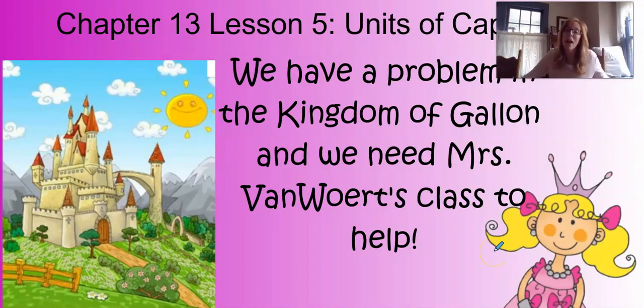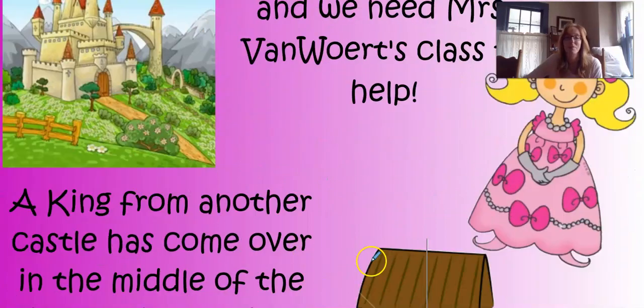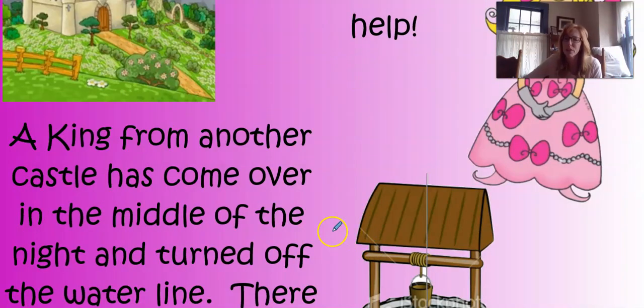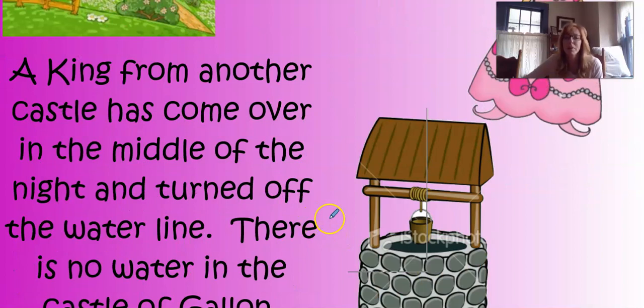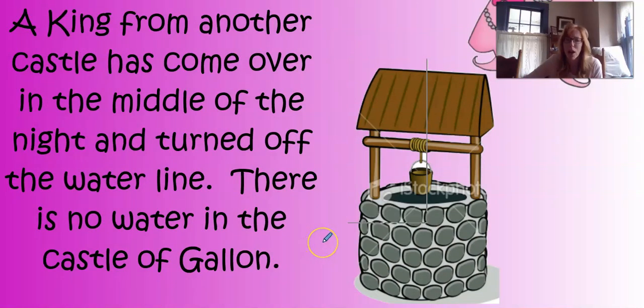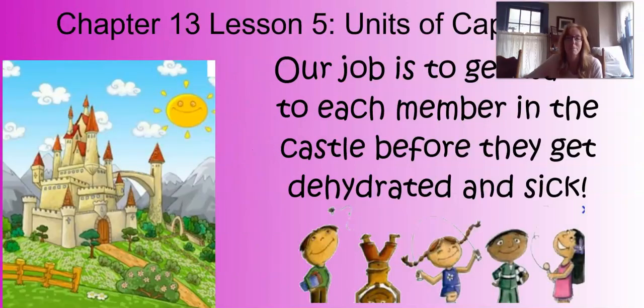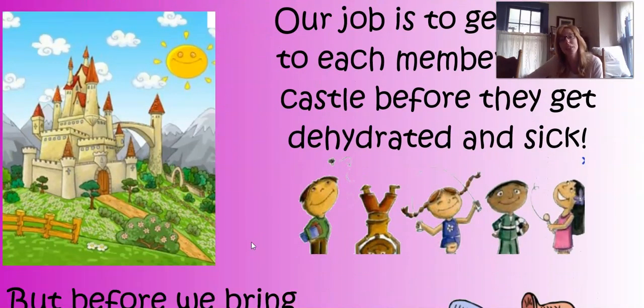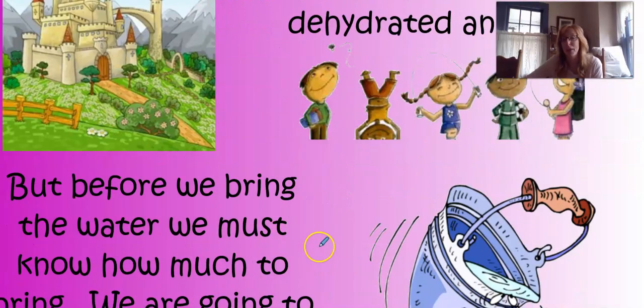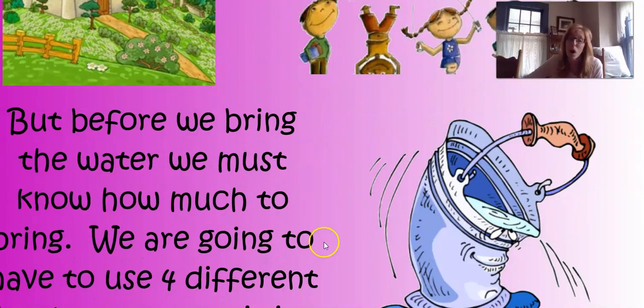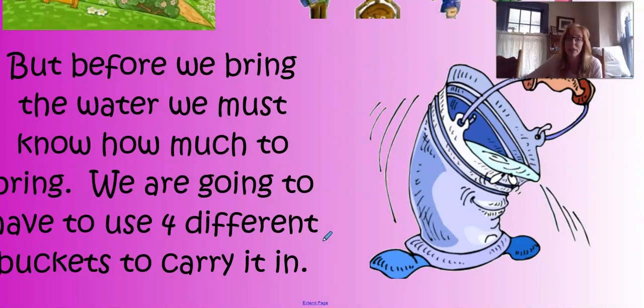All right. Now we have a problem in the kingdom of gallon, and we need Mrs. Van Wert's class to help solve the problem. A king from another castle has come over in the middle of the night and turned off the water line. There is no water in the castle of Gallon. Our job is to get the water to each member of the castle before they get dehydrated and get sick. Makes sense. But before we bring the water, we must know how much to bring. We're going to have to use 4 different buckets to carry it in.